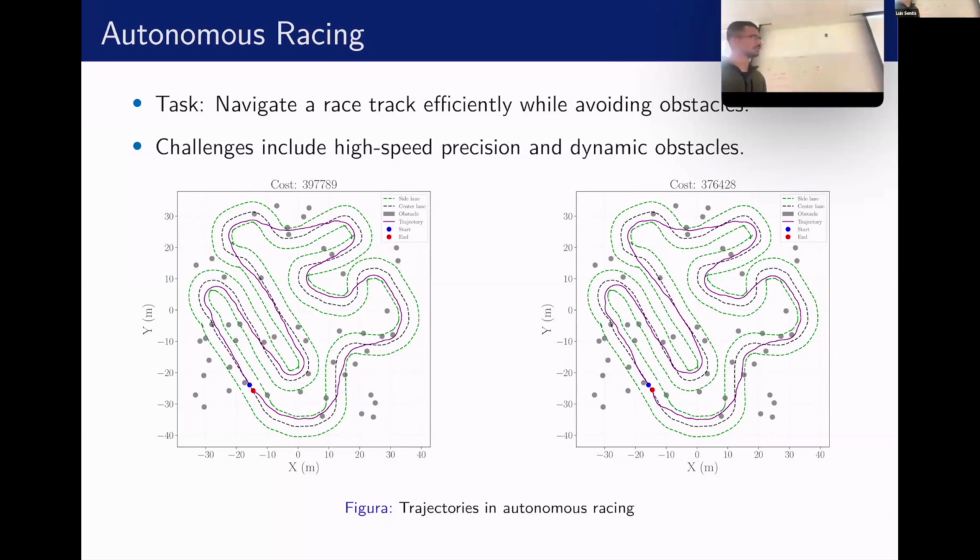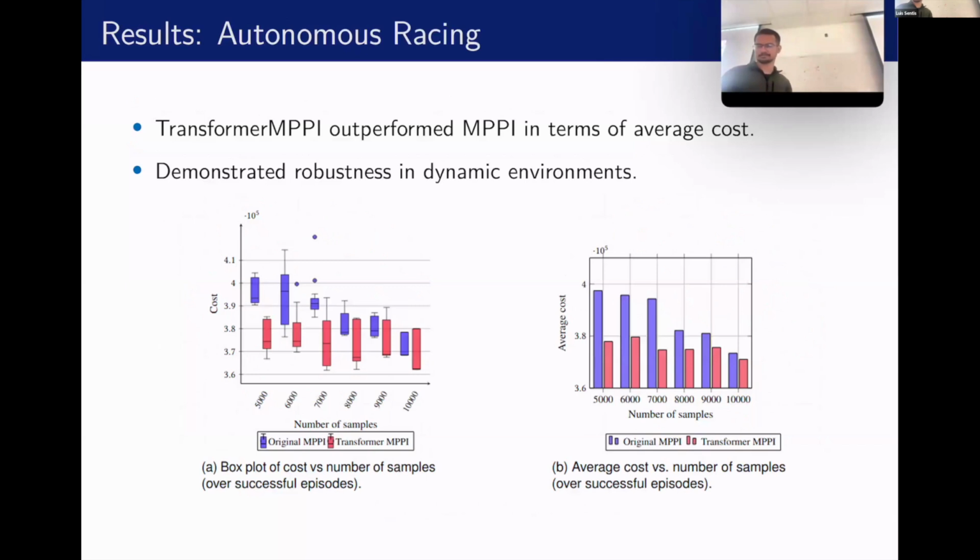This is also a representative figure. As you can see, the transformer MPPI has a lower cost. And coming to the results, here are the results. We observed significant reduction in the cost for lower number of samples. But if the number of samples is high, we don't observe much difference in the cost.